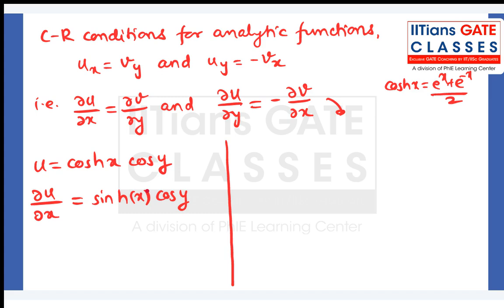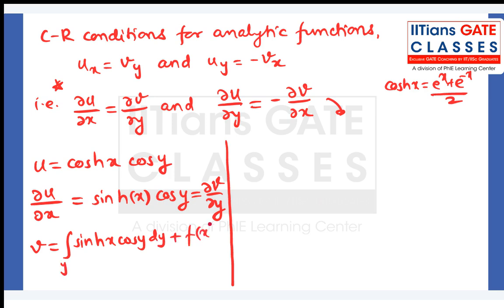And this will be equal to del v by del y because of this CR condition, and then you integrate basically. So integrate with respect to y. So v will be the integration of this sin hx cos y dy, but it is a partial integration. So you should remember that, and then you'll have some function of x here.